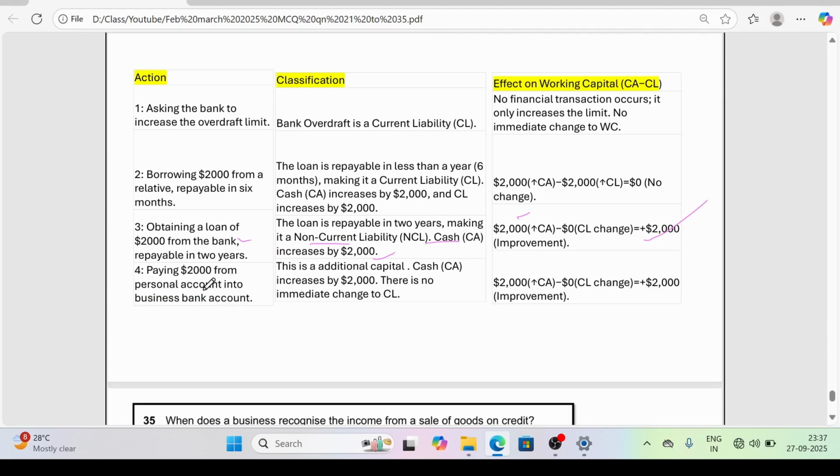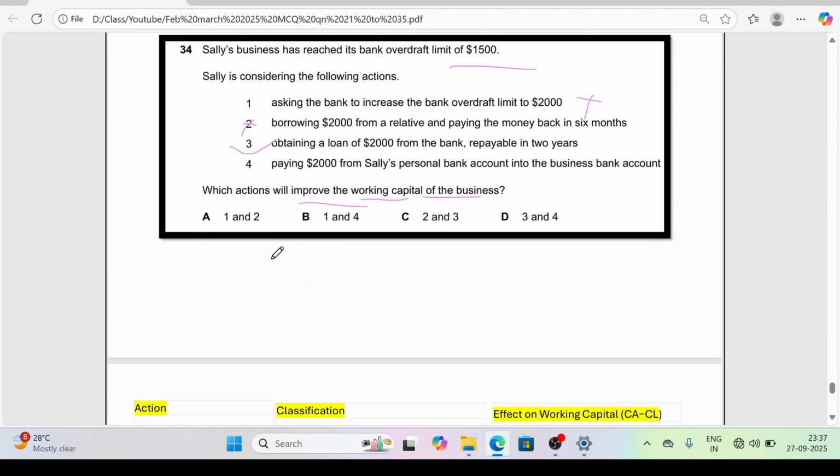Option 4, paying $2000 from a personal account into the business bank account. This is additional capital, right? The owner's personal money is given to the business. So current assets increase by 2000. There is no immediate change to current liabilities. Here also there is an improvement: 2000 current assets, no current liability effect. Option 4 is also a good option. 3 and 4 is the right answer.